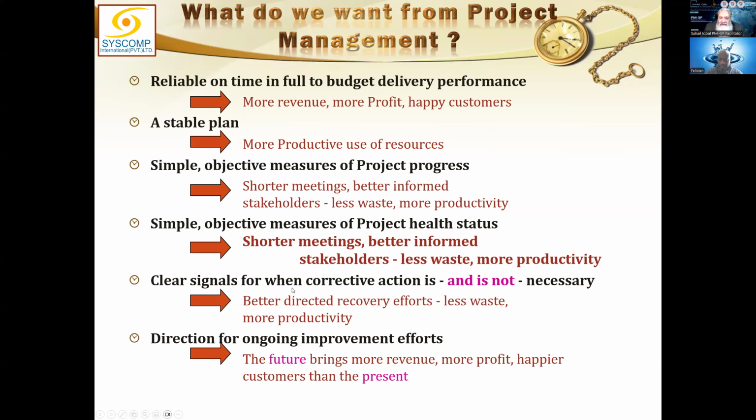Clear signals for when corrective action is and is not necessary. Better directed recovery efforts, less waste, and more productivity. That is a lean methodology, which says if you can reduce the waste, you can increase the efficiency. Like you're wasting time, or wasting money, or any kind of waste. There are 8 different kinds of waste recognized by lean methodology. If you can reduce all those wastes, your productivity can miraculously change.